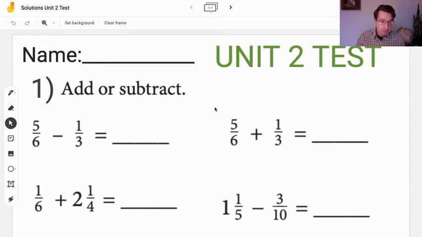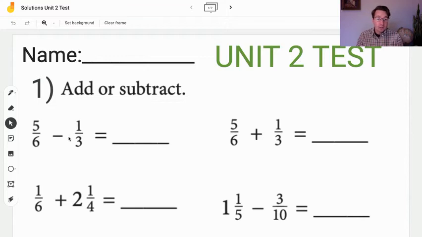Let's get started here. Okay, Unit 2 test, add or subtract. Let's take a look here. So there is no place for you to do your work. So let's go ahead and do it underneath here. 5/6 minus 1/3. The very first thing I taught you in this whole unit is you cannot add or subtract fractions that have an unlike denominator. The number on the bottom is not the same. You cannot subtract these. We have to convert them.